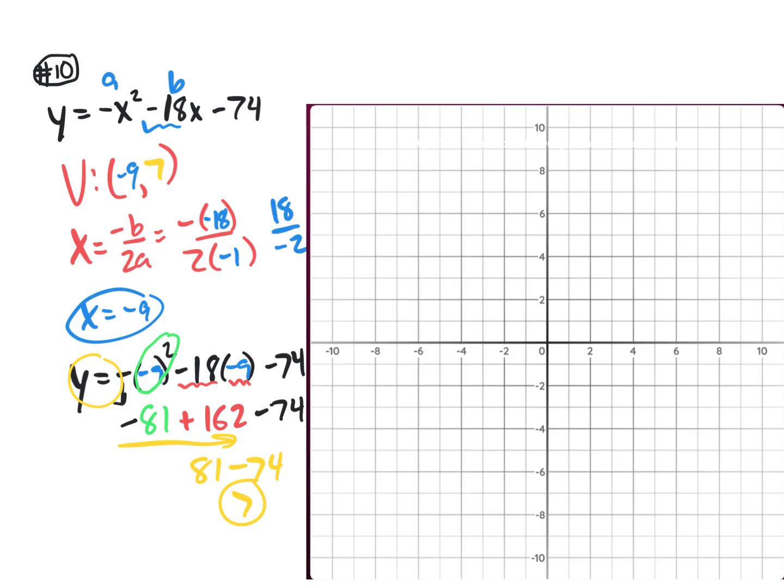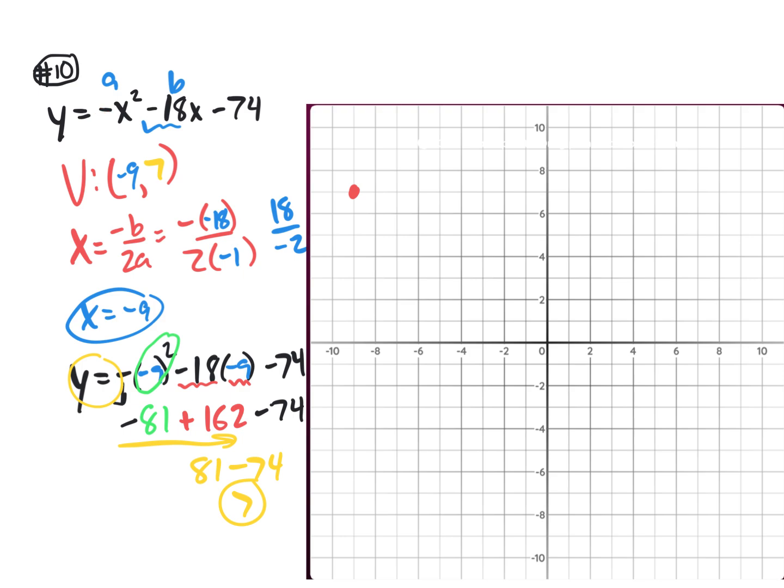So let's plot that point, the most important point. You're going to go from the origin. You're going to go to negative 9. You're going to go to 7. And you're going to put a dot right there. Now, does this open up or down? Down. It's opening down because a value is negative.